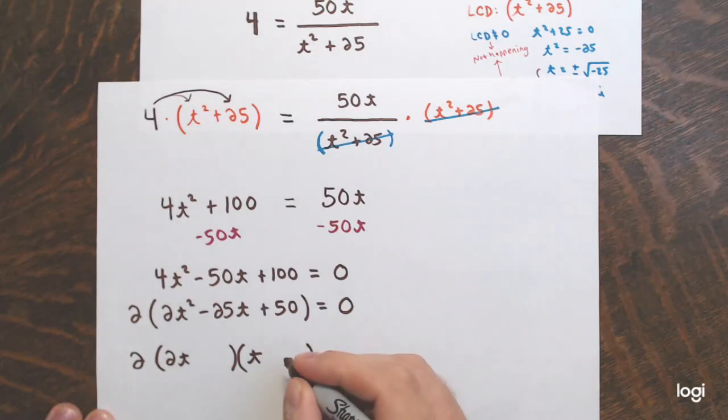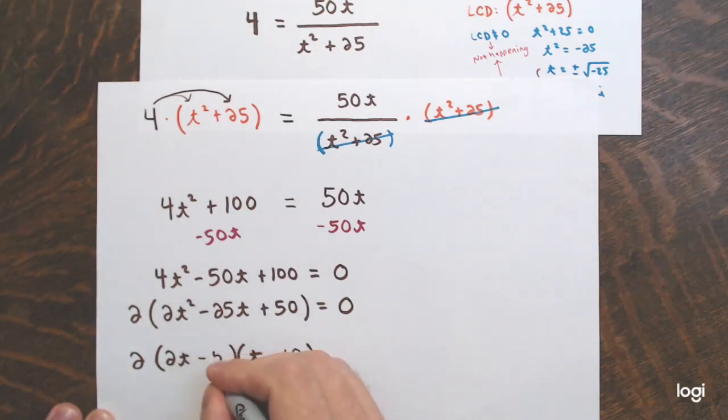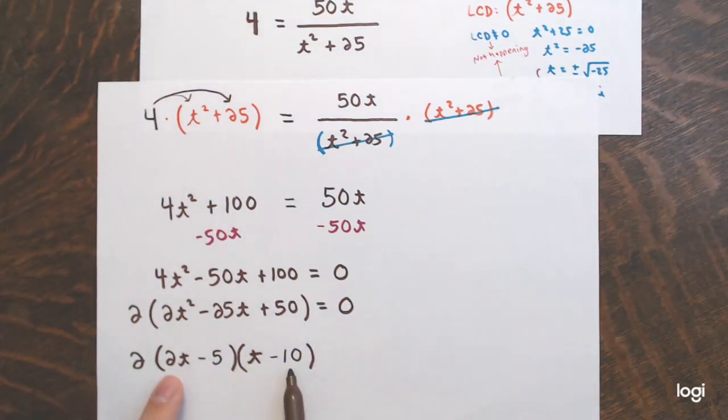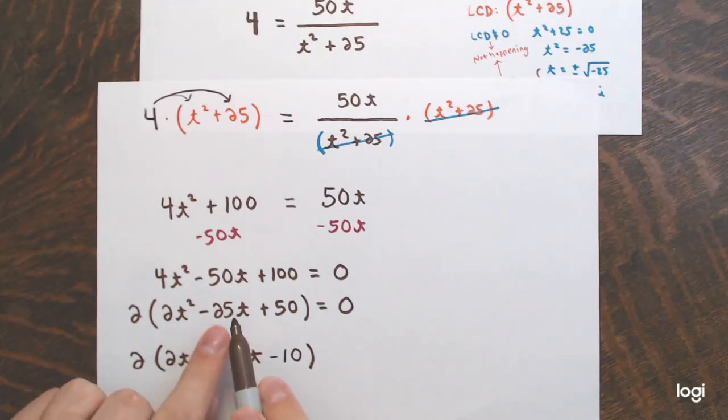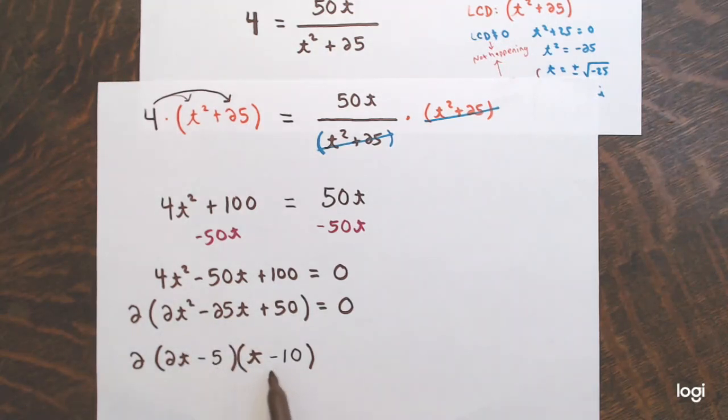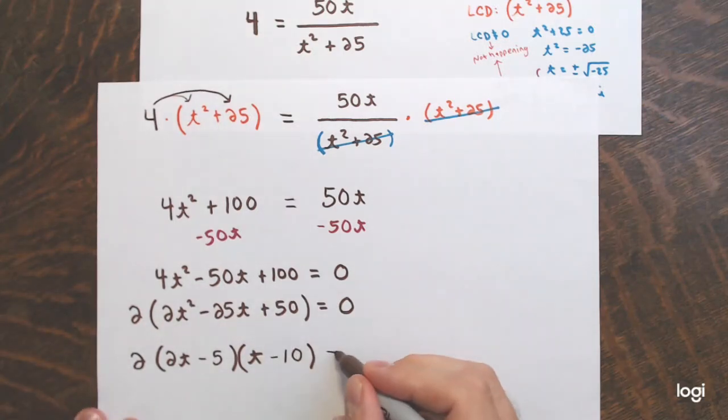Let's see, I would need negative 10 here and negative 5 there, right? Because that gives me negative 20t, then negative 5t with the inners, making negative 25t, and then you get your positive 50 when you take negative 5 times negative 10. Alright, so this product is equal to 0.